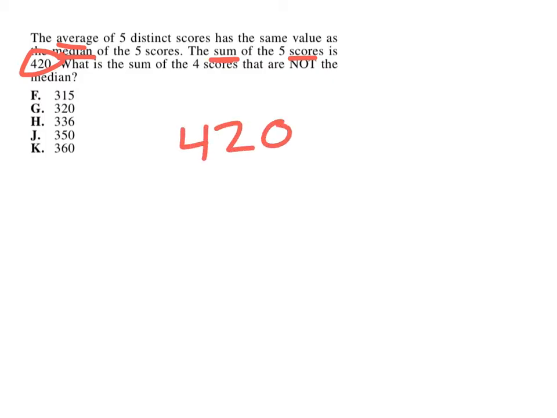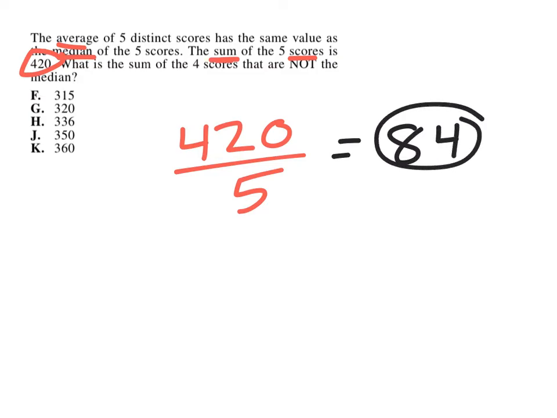So to find the average, what do we do? We add all the scores up and then divide by how many there were. So that's all I have to do. If the sum is 420 and I divide that by the 5 different scores, then that tells me the average is 84. So this would be the average.